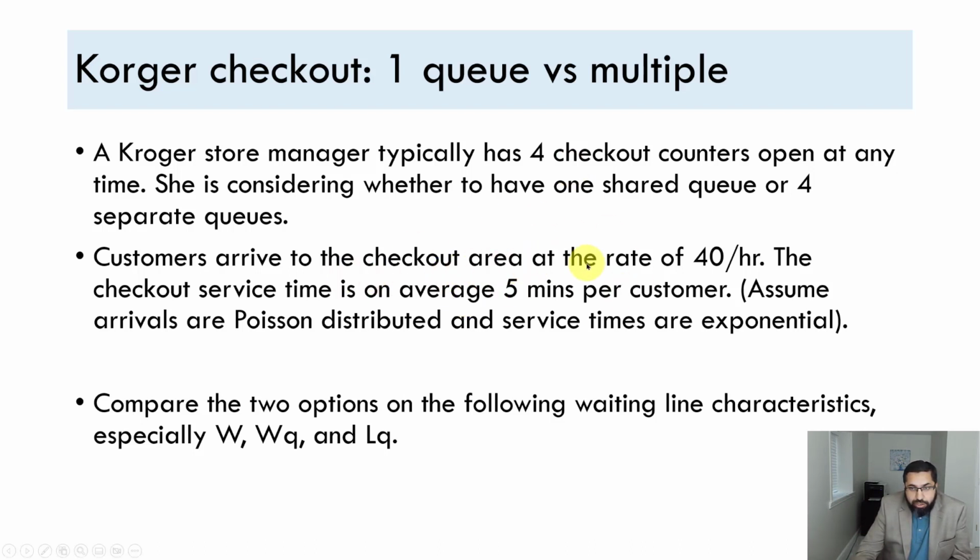Customers arrive to the checkout area at the rate of 40 customers per hour. The checkout service time is on average 5 minutes, so the cashier spends 5 minutes on average with a customer. Assume arrivals are Poisson and the service times are exponential, so it's MM, and then we have 4 servers, MMK, or we are going to have 4 MM1 systems. Compare the 2 systems on the waiting times and the length of the queue.